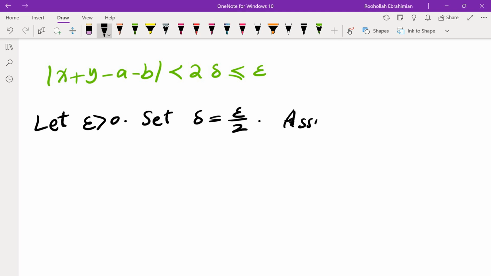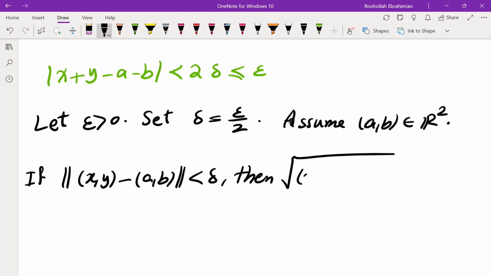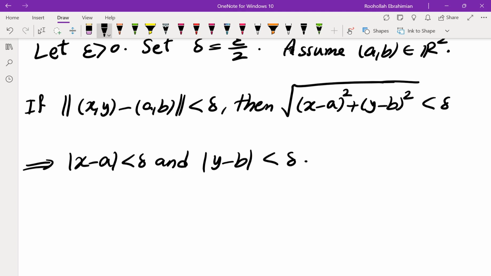Assume (a, b) is inside R2. If the distance between (x, y) and (a, b) is less than delta, then square root of (x minus a) squared plus (y minus b) squared is less than delta, which means absolute value of x minus a is less than delta and absolute value of y minus b is also less than delta.